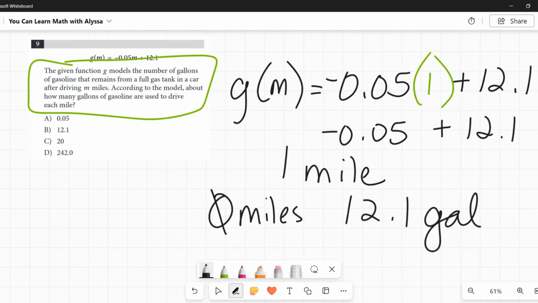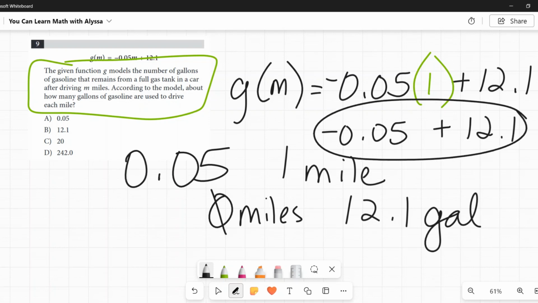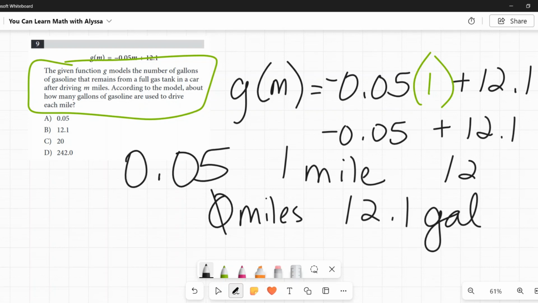So what's our question? According to the model, about how many gallons of gas are used to drive each mile. That's it, 0.05. When I put in 1 mile into this equation, my number of gallons of gas went down by 0.05. So it would be 12.05 gallons after that 1 mile. And so that's it. 0.05 is the amount of gallons of gasoline used to drive each mile, and that is A, 0.05.